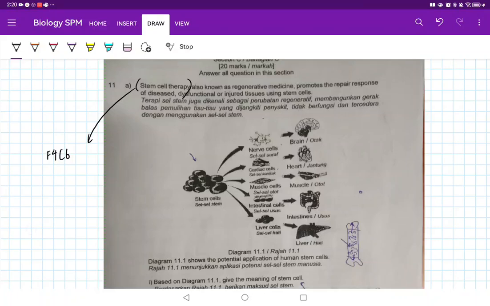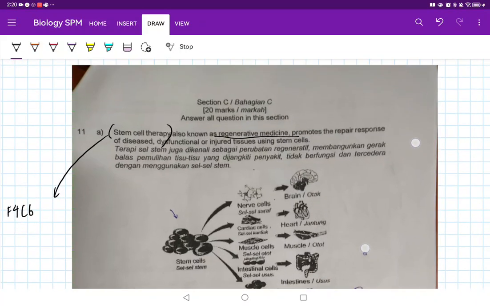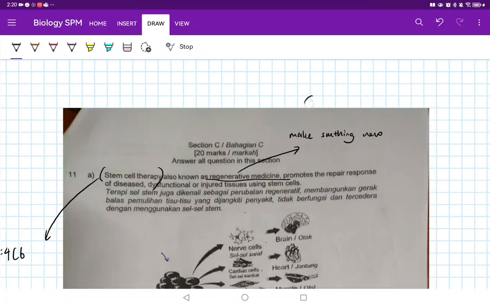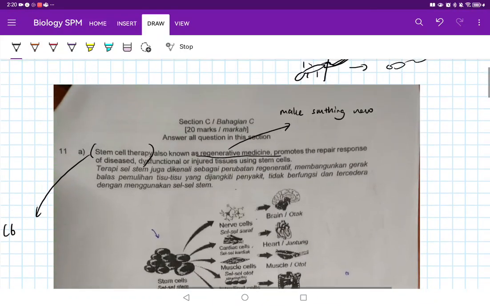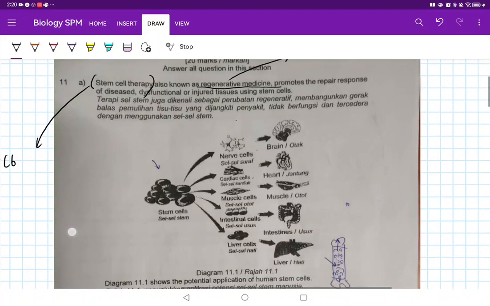So it says here, it's a regenerative medicine. Regenerative medicine means you can repair or make something new, right? If you remember what regeneration is, a lizard, all right? If you chop off their tail, they can regenerate a new one. So that's regenerative medicine, or that's regeneration, and it can be linked to regenerative medicine.